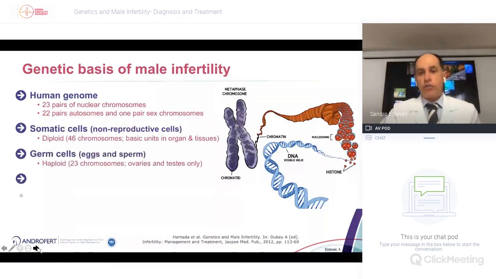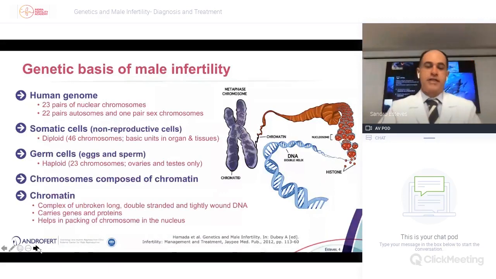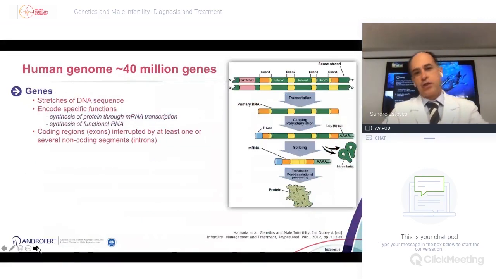Well, the chromosomes that you can see in the picture are composed of chromatin. What is chromatin? Chromatin is a complex, unbroken, long, double-stranded and tightly wound DNA. The chromatin is very important because it carries genes and proteins, and it helps in packing the chromosomes in the nucleus. This is basic information we need to know.